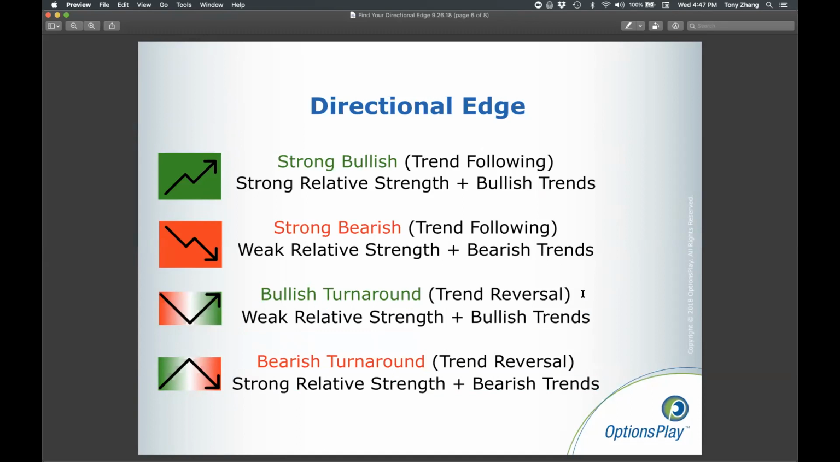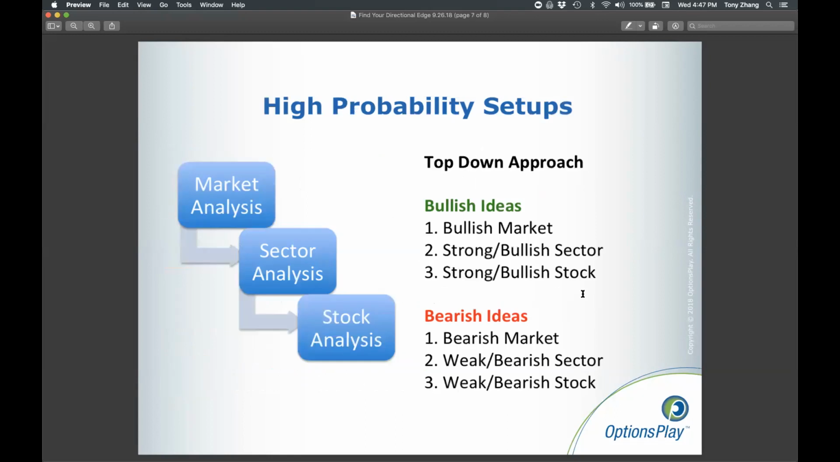So these are the four ways that you can use the relative strength and trend analysis that we provide on OptionsPlay to quickly gain a directional view for any stock that you type in. And I'll go through, again, some examples to really help drive this home.